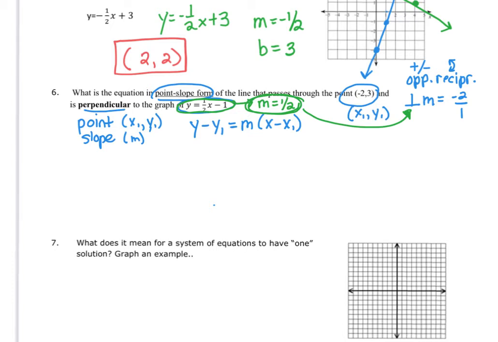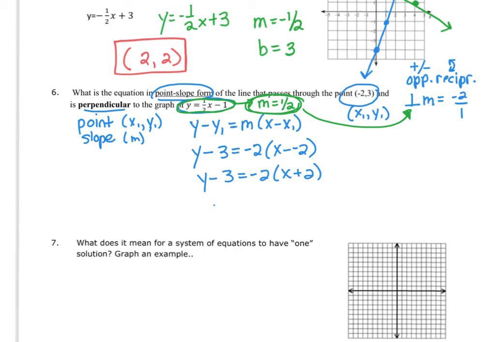Okay, so I've got y, oops, let me get this going again. Sorry about that, I'm having trouble with my pen. Okay, y minus my y1, my y value, is a 3, equals my slope, which is -2/1, or just -2, and then x minus my x1 value, which is a -2. To simplify that, this becomes a +2.